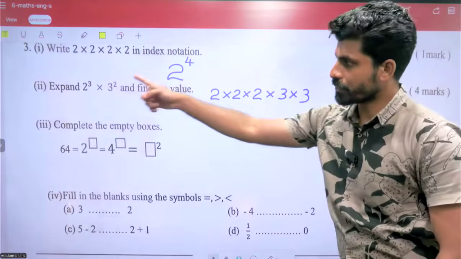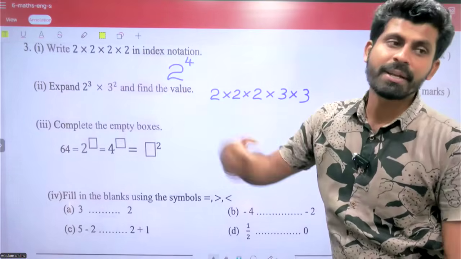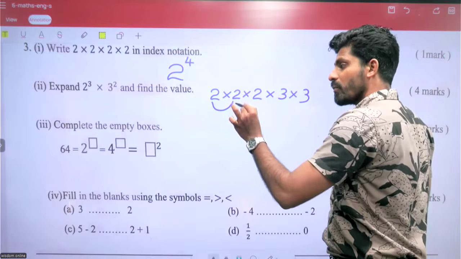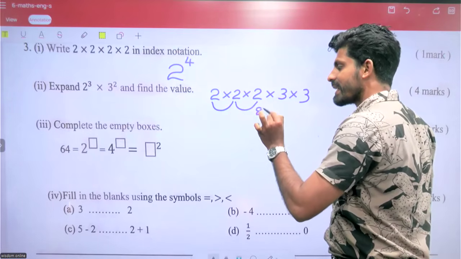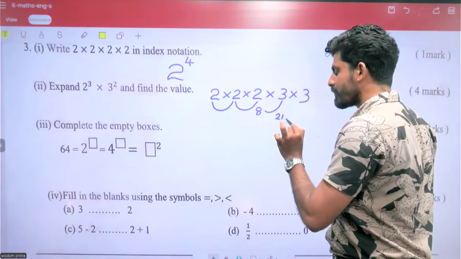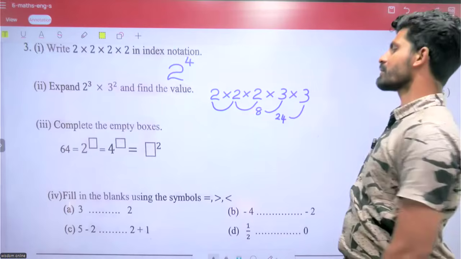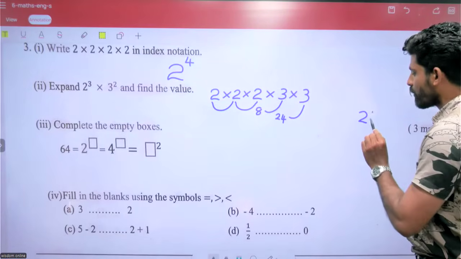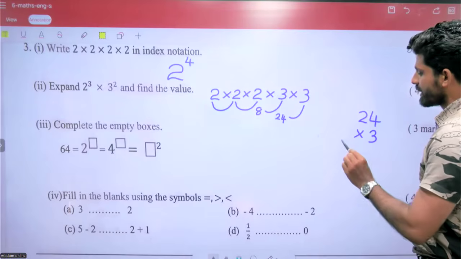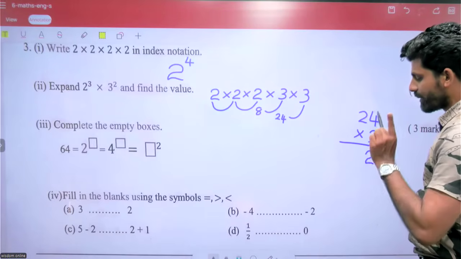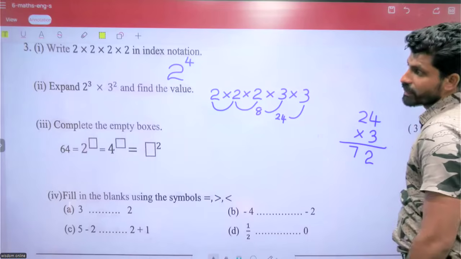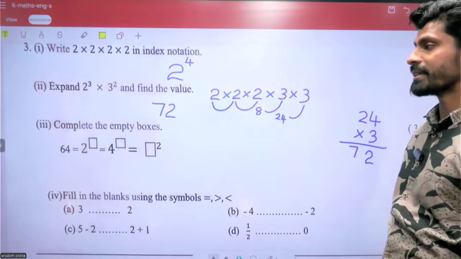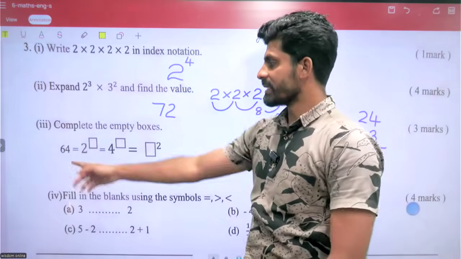2 into 2 into 2 and 3 into 3. 2 into 2 is 4. 4 into 2 is 8. 8 into 3 is 24. 24 multiplied by 3: 3 times 4 is 12, remaining 1, 3 times 2 is 6, plus 1 is 7. So 72.